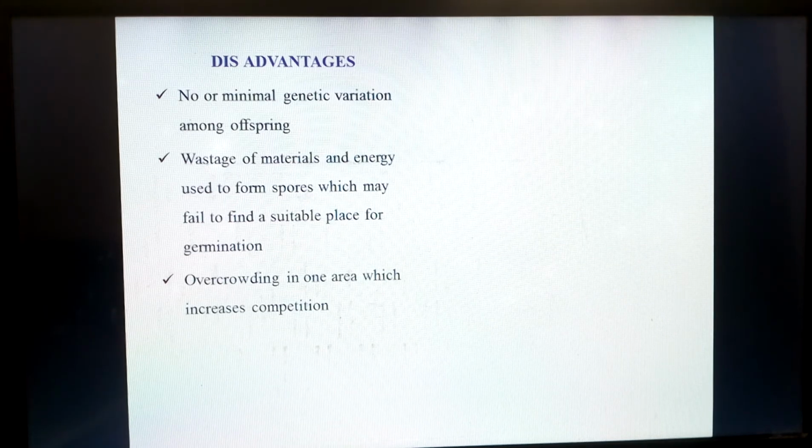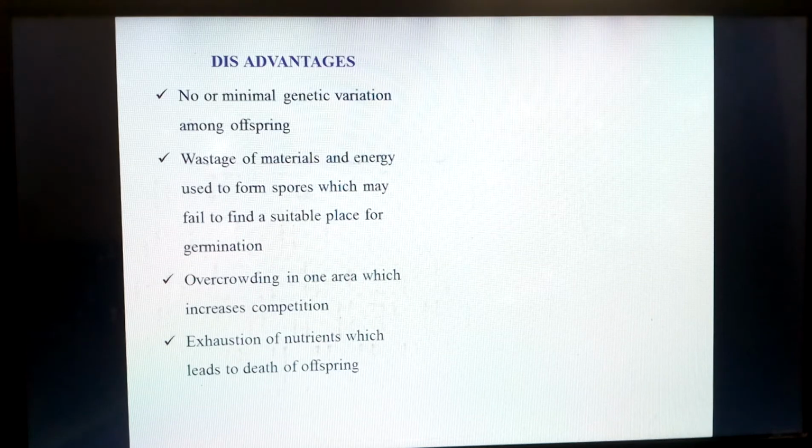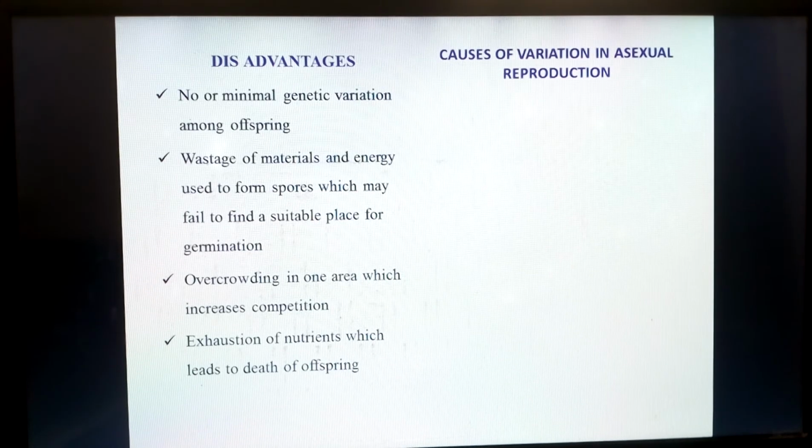Because of the rapid multiplication, there will be overcrowding in one area, and this also increases competition among organisms or offsprings themselves. For example, in the Spirogyra, very many Spirogyra strands will be overcrowded in a given area, and because of that we shall have such a case. There will be exhaustion of nutrients. Where you are abundant in nature, you extract much nutrients, so the exhaustion will lead to some organisms dying because they have nothing to eat.